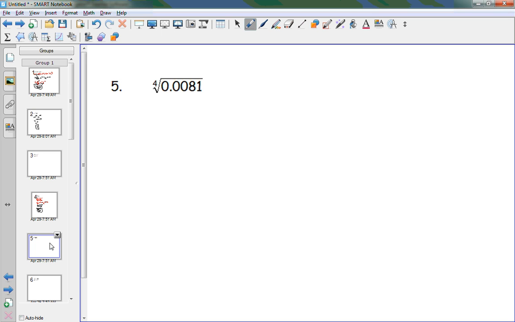Number 5. Let's do that. You can seriously type this in your calculator and get the answer without any problems. But I have never taught it to you like that.